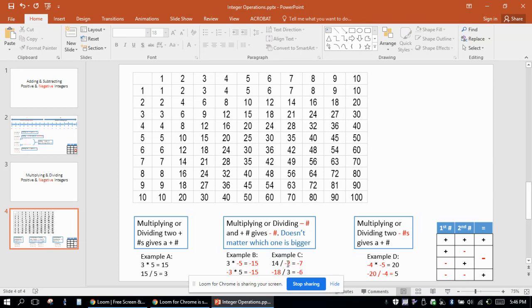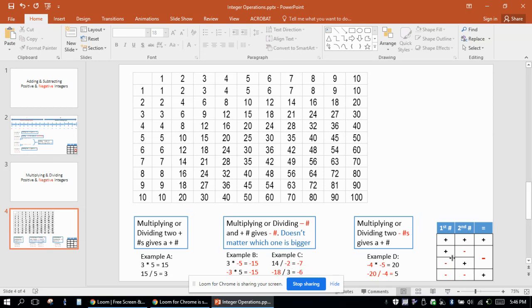Notice in this case, it doesn't matter which one was negative or which one was bigger, as long as one of them is negative. Here the 5 is bigger, doesn't matter. Here the 3 is smaller, doesn't matter. Same for the 14 and 2 and the 18 and the 3, doesn't matter. As long as you're multiplying or dividing, one is positive, one is negative, the answer is going to be negative.